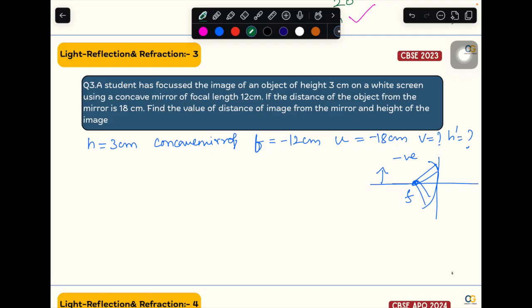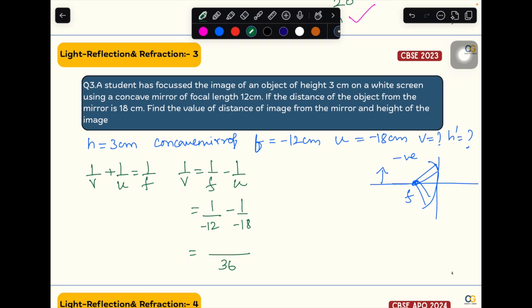So let's get started with using the mirror formula, which is 1 by v plus 1 by u is equal to 1 by f. So 1 by v will be equal to 1 by f minus 1 by u. If I substitute, 1 by minus 12 minus of 1 by minus 18. So the LCM of 12 and 18 is 36. So this is minus 3, this plus 2 becomes here, and this is equal to minus 1 by 36. So v is equal to minus 36 centimeters.